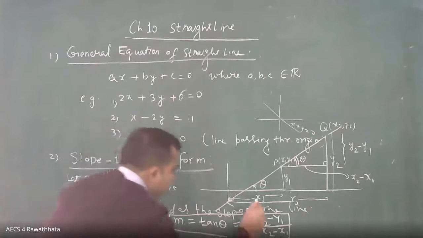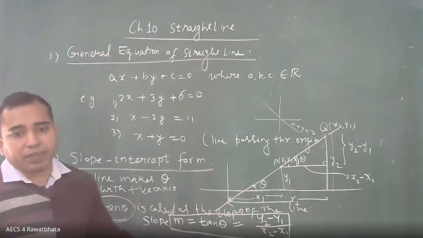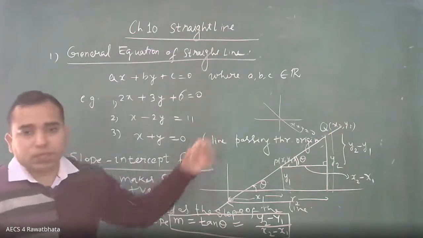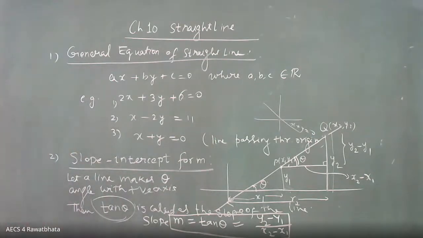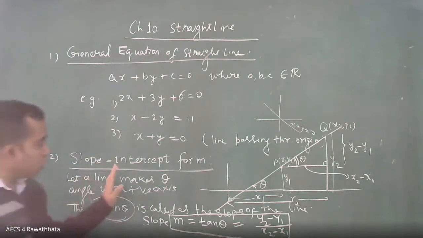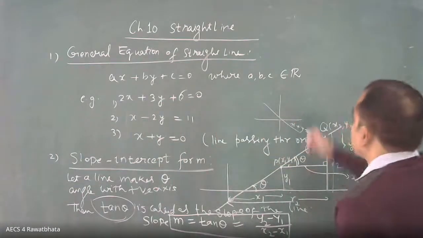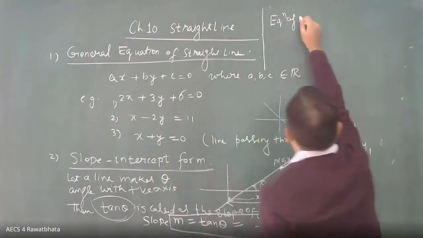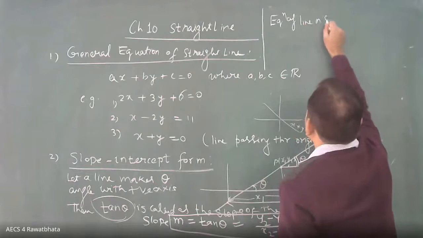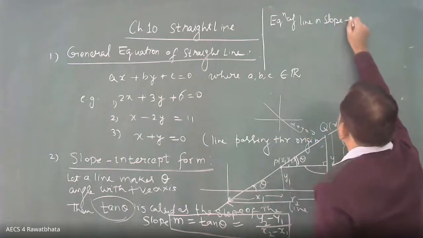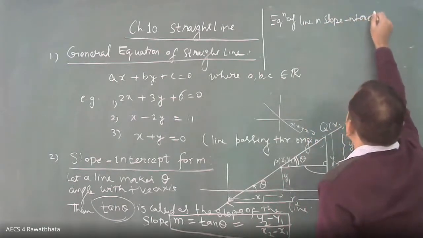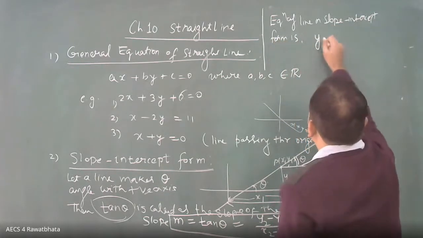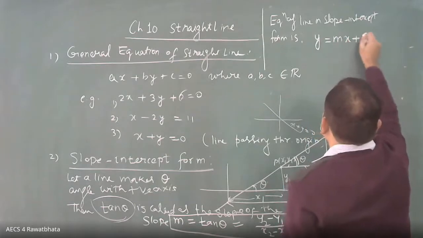It denotes what? More theta means more will be tan theta, and the line will be inclined more with the x-axis. So actually slope represents the inclination with the x-axis, right? Then what is slope intercept form? Equation of line in slope intercept form is y equal to mx plus c.